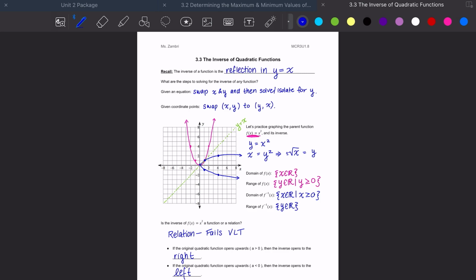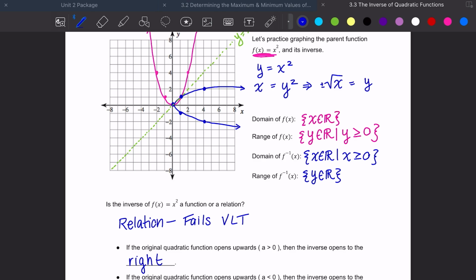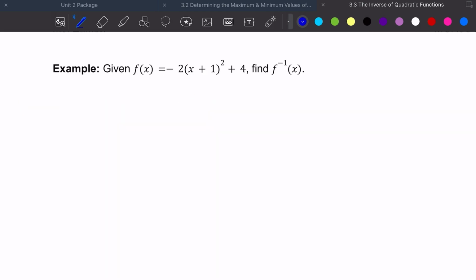Manoli raised a great point that because Miss Zambri was lazy and copy and pasted this when I was making the handout at 11 o'clock last night, it should say downwards. Okay, let's get into practicing.